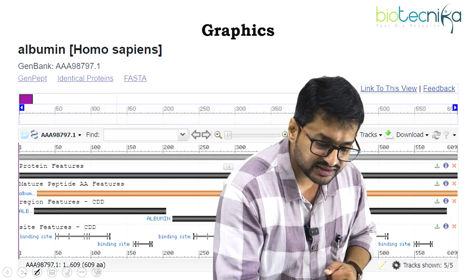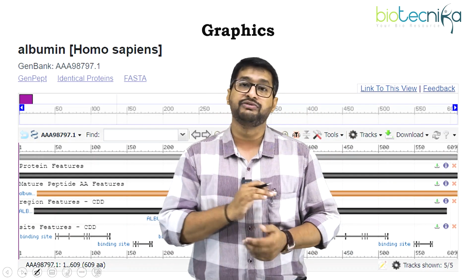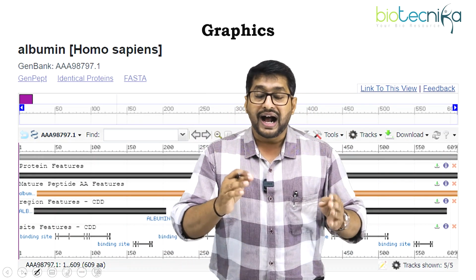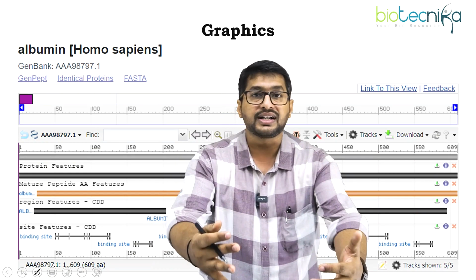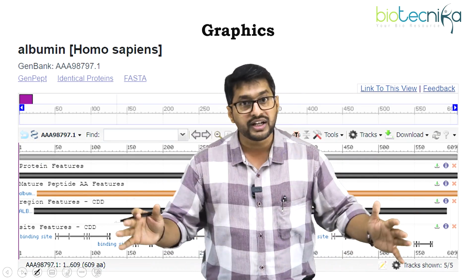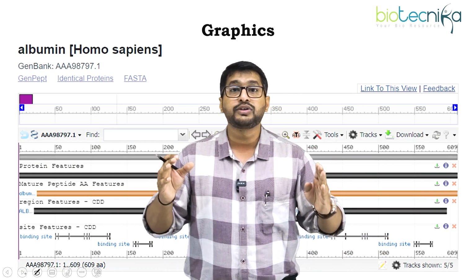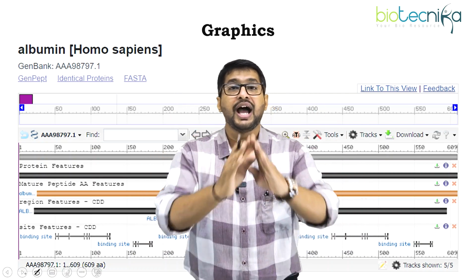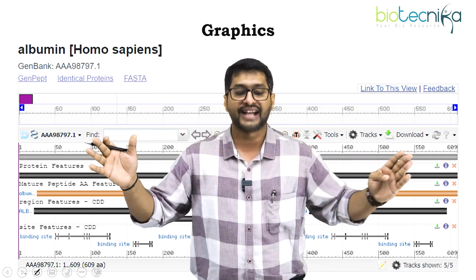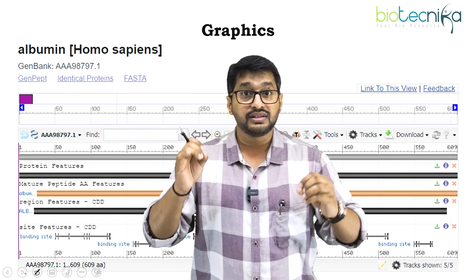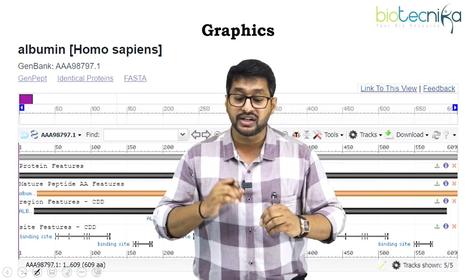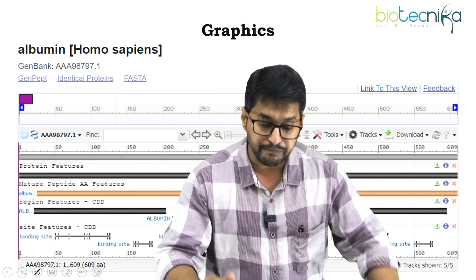Let us see the third format, which is called the graphical format. Remember, until now you were looking at a particular sequence. Now I am not looking at a particular sequence, but at a pictorial representation. I am looking at a graphical image of the entire sequence. This kind of data, this pictorial representation, becomes very, very important.